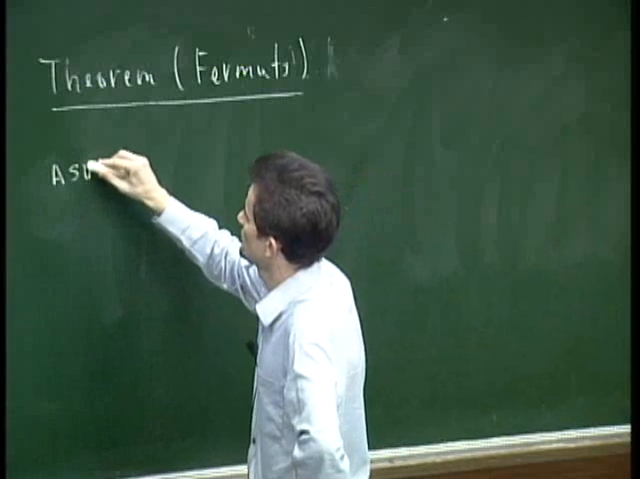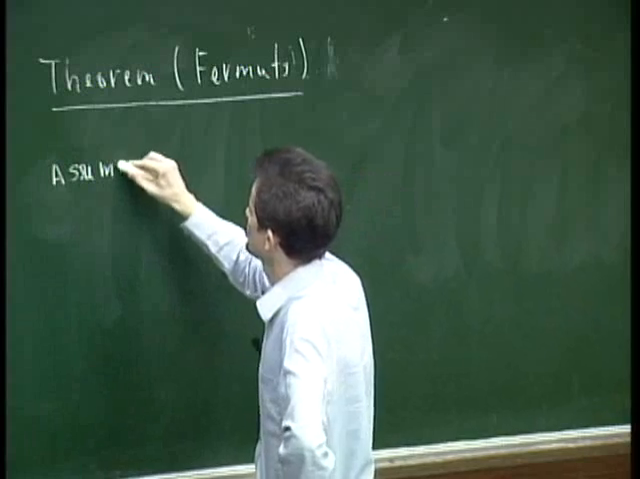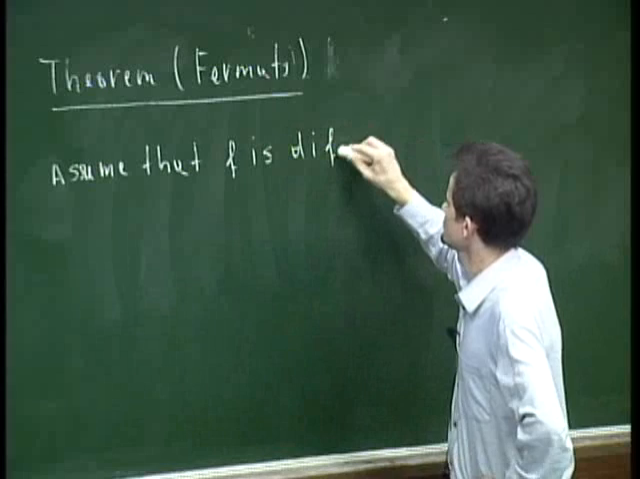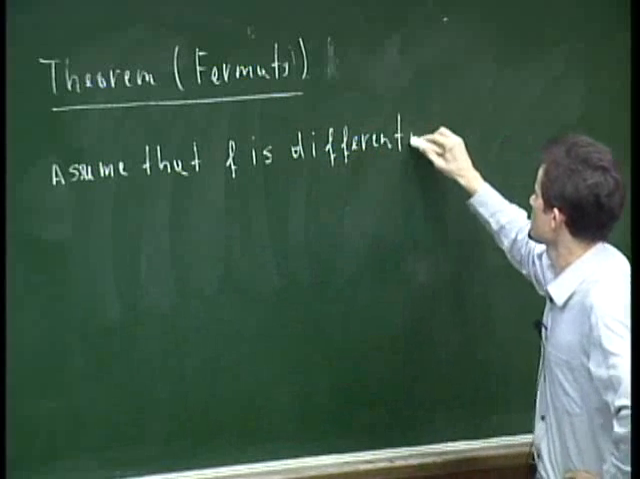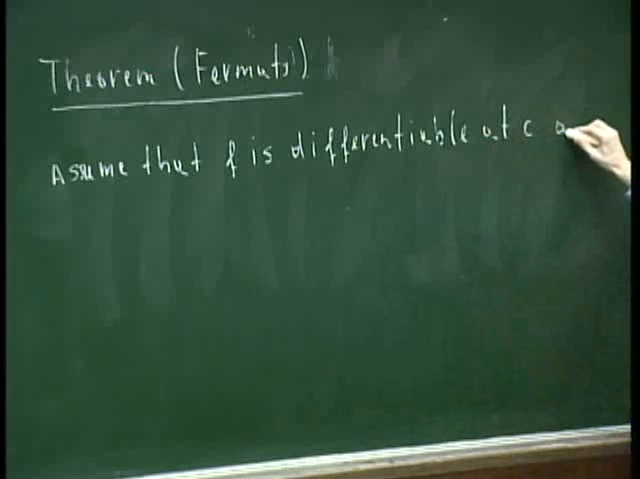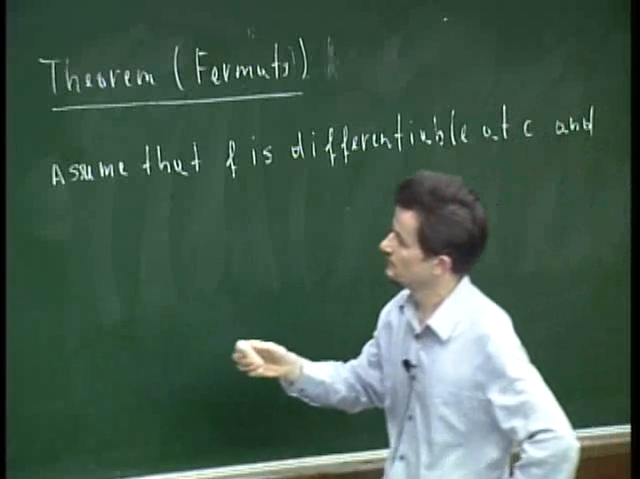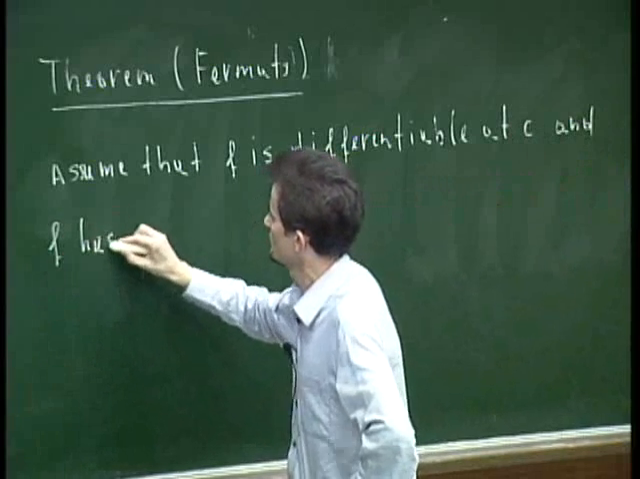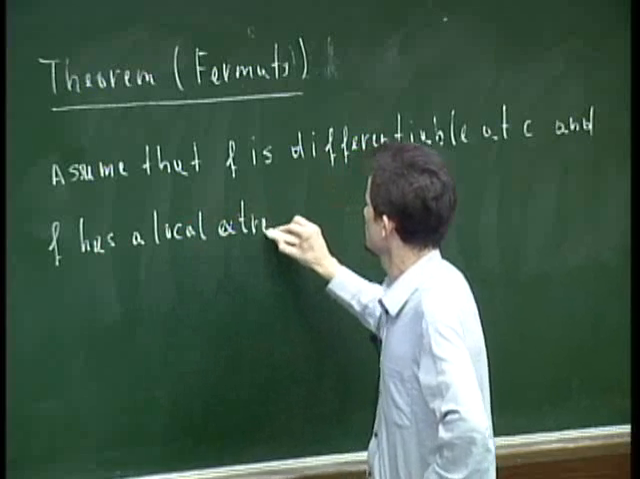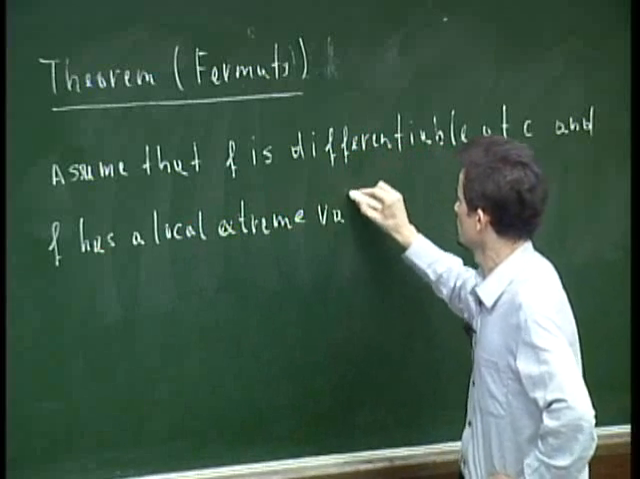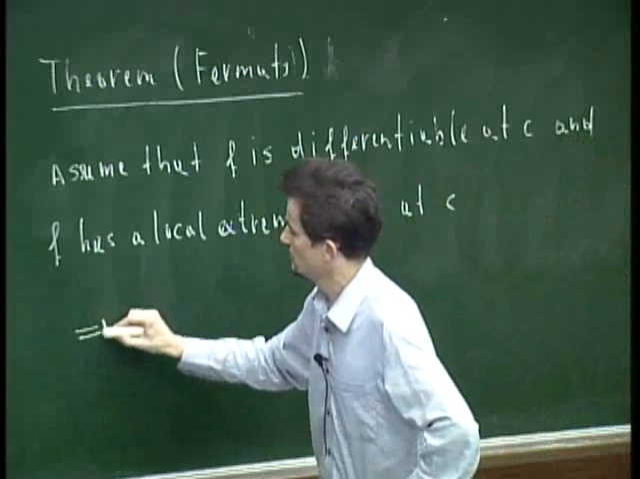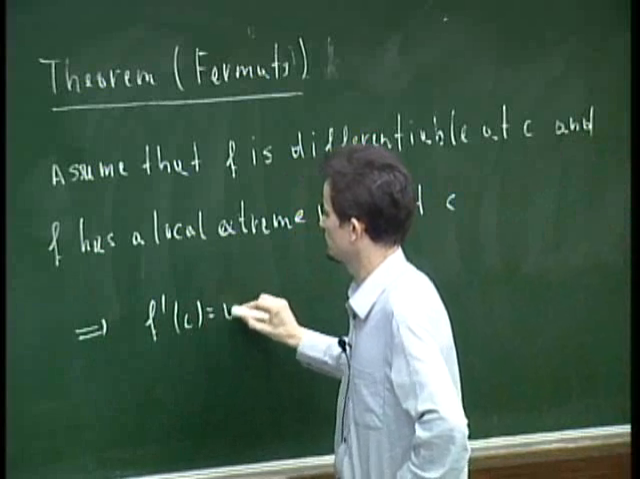So, assume that f is differentiable at c, and f has a local extreme value at c, then the derivative of f at c must be equal to 0.